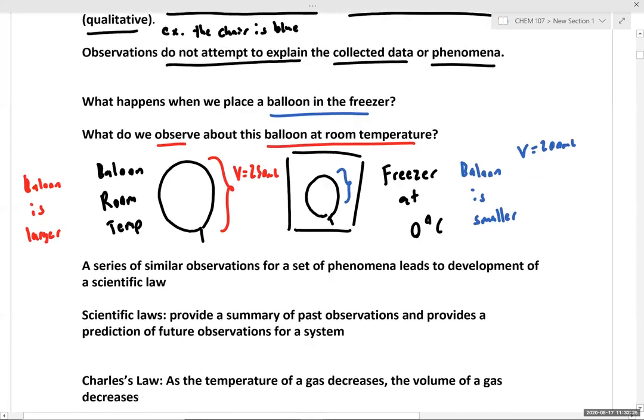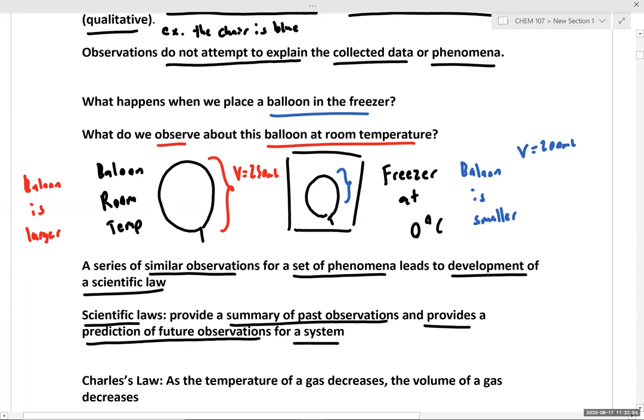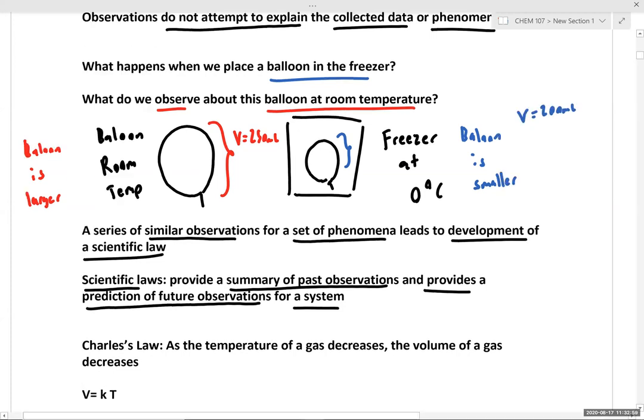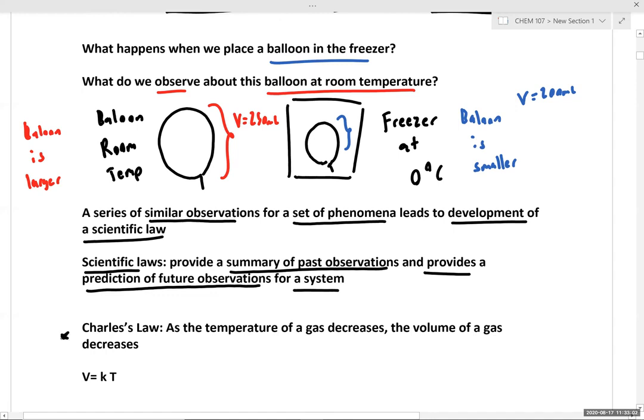Now, a series of similar observations for a set of phenomena leads to the development of what is known as a scientific law. So once we start to see trends in our observations for a phenomena, we can begin to develop a scientific law. And now what a scientific law does is it provides a summary of past observations, and it provides a prediction of future observations for a system. Now, the scientific law that best describes this balloon example is what's known as Charles' law.